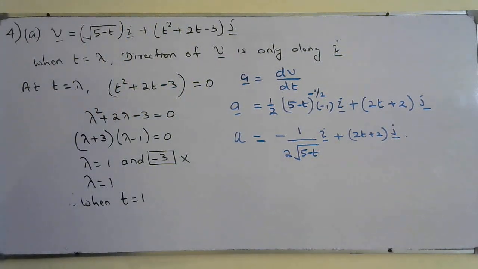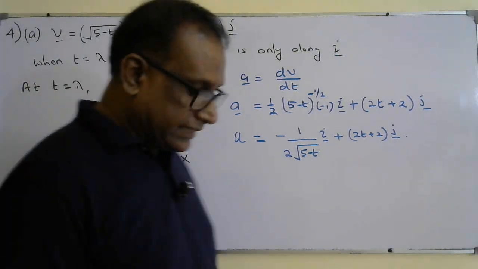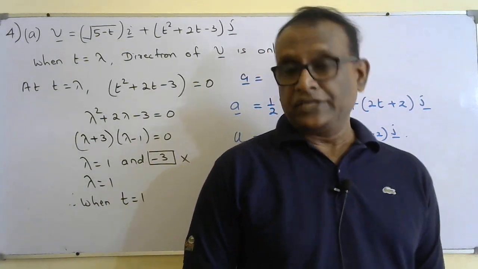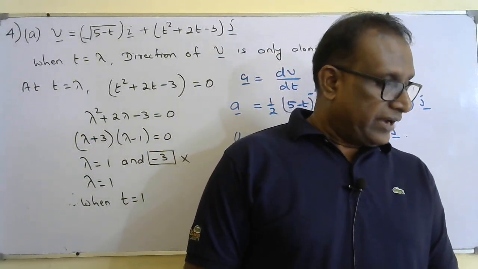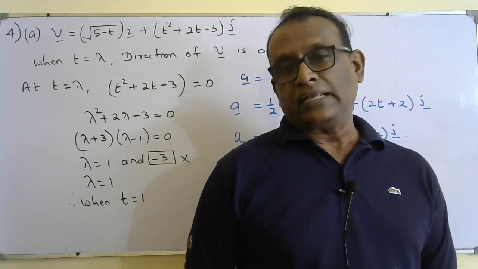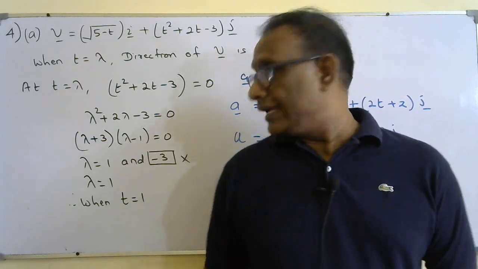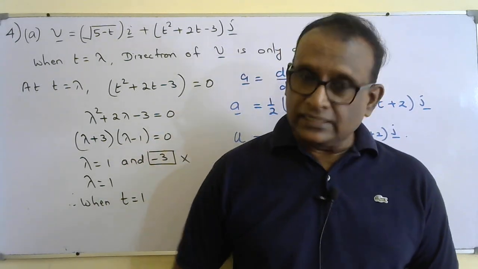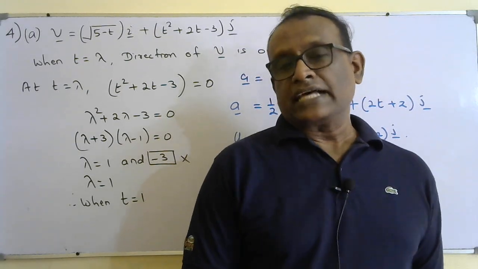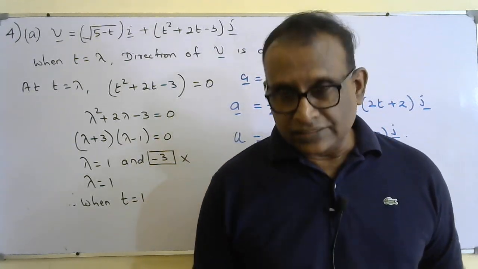The question is, I need to find the acceleration. That means they are not asking for the magnitude of acceleration. The question says, find the acceleration of P when t equals lambda. So t equals lambda means we know the answer won't be in lambda. We know lambda equals 1. We found it. So we are going to get it without lambda. But they asked to find the acceleration, meaning the acceleration vector.